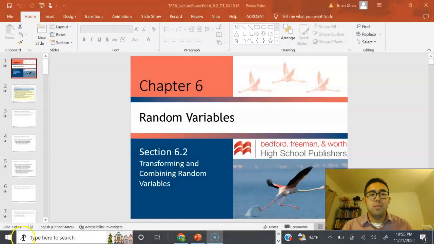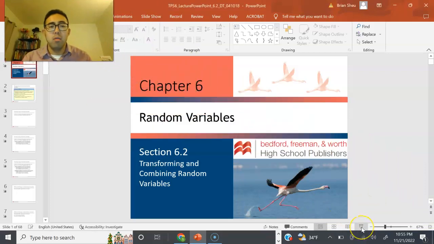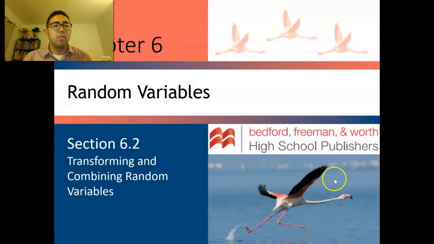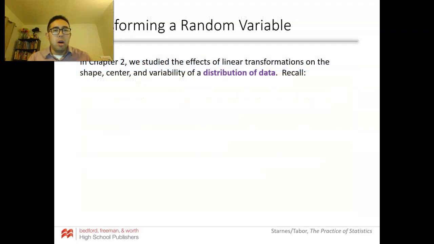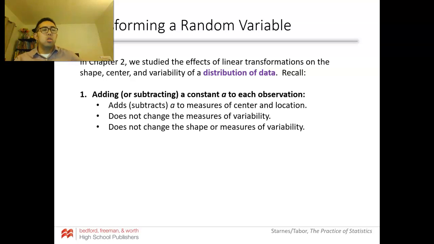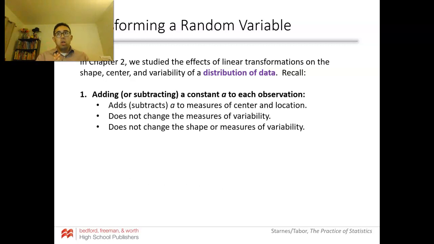All right, cool. So today our main topic is going to be transforming random variables. We're just going to talk about how we transform. So again, we're going back to chapter 2, where we talked about transformations in general. And the same rule applies when it comes to random variables and probability.